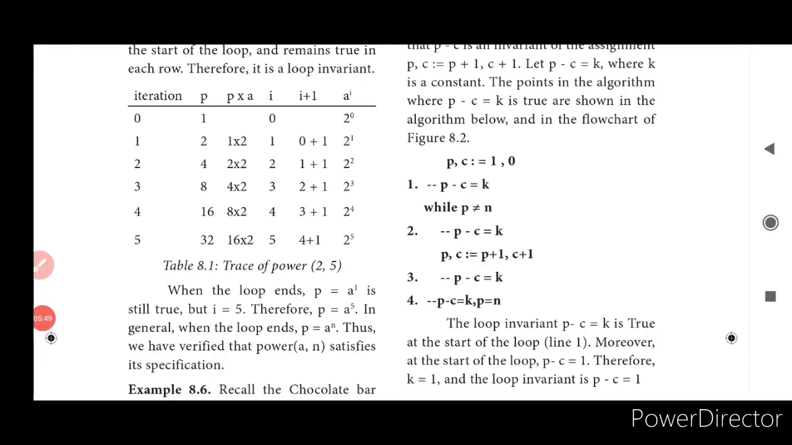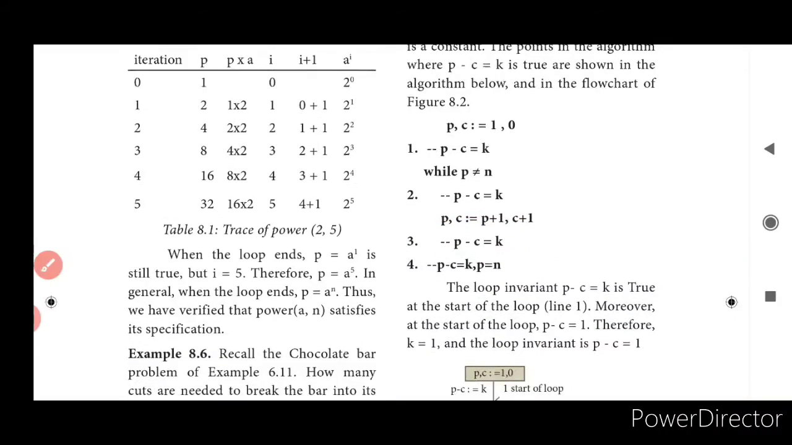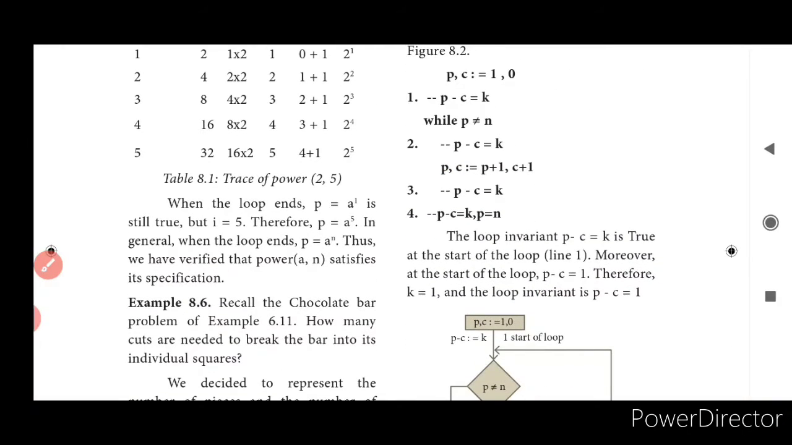As we cut, what happens? The pieces will be increasing, isn't it? So P plus 1 and the cuts will also increase, so C plus 1. We have also initialized that P minus C is equal to K. The difference will be counted again and again. Thus, the P will be equal to N as it continues. Fine. So the loop invariant P minus C is equal to K is true at the start of the loop.